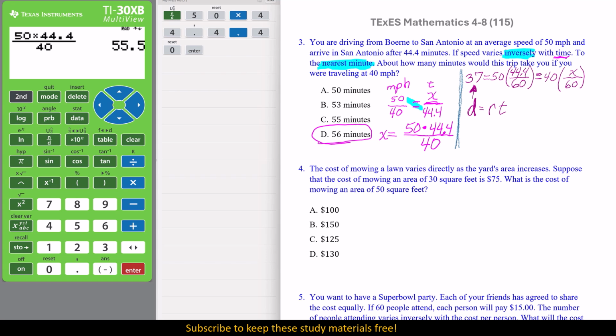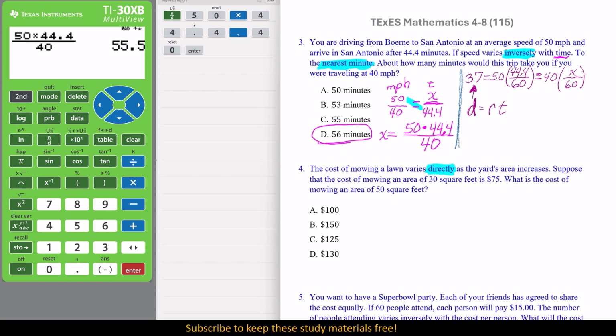The cost of mowing a lawn varies directly as the lawn's area increases. Well, that makes sense. If you've got more lawn, they're going to charge you more to mow a large lawn versus a small lawn. It just makes sense. Suppose that the cost of mowing an area of 30 square feet is $75. What is the cost of mowing an area of 50 square feet?